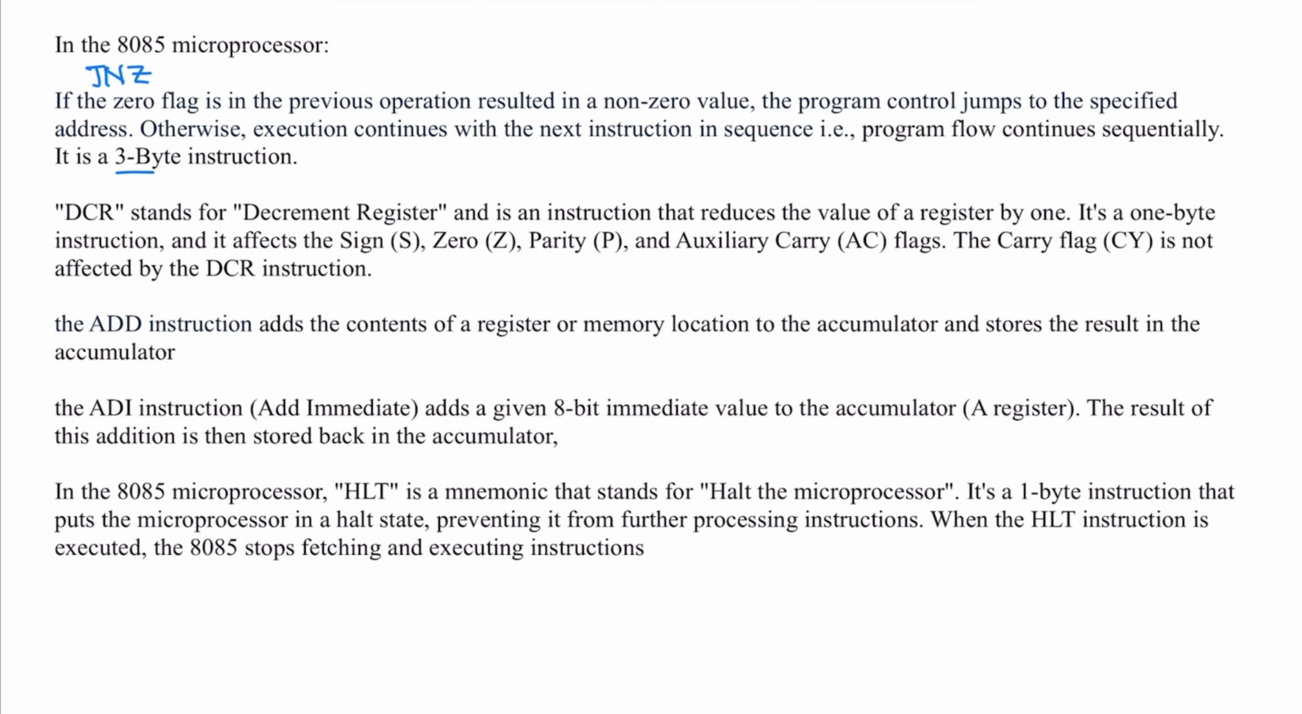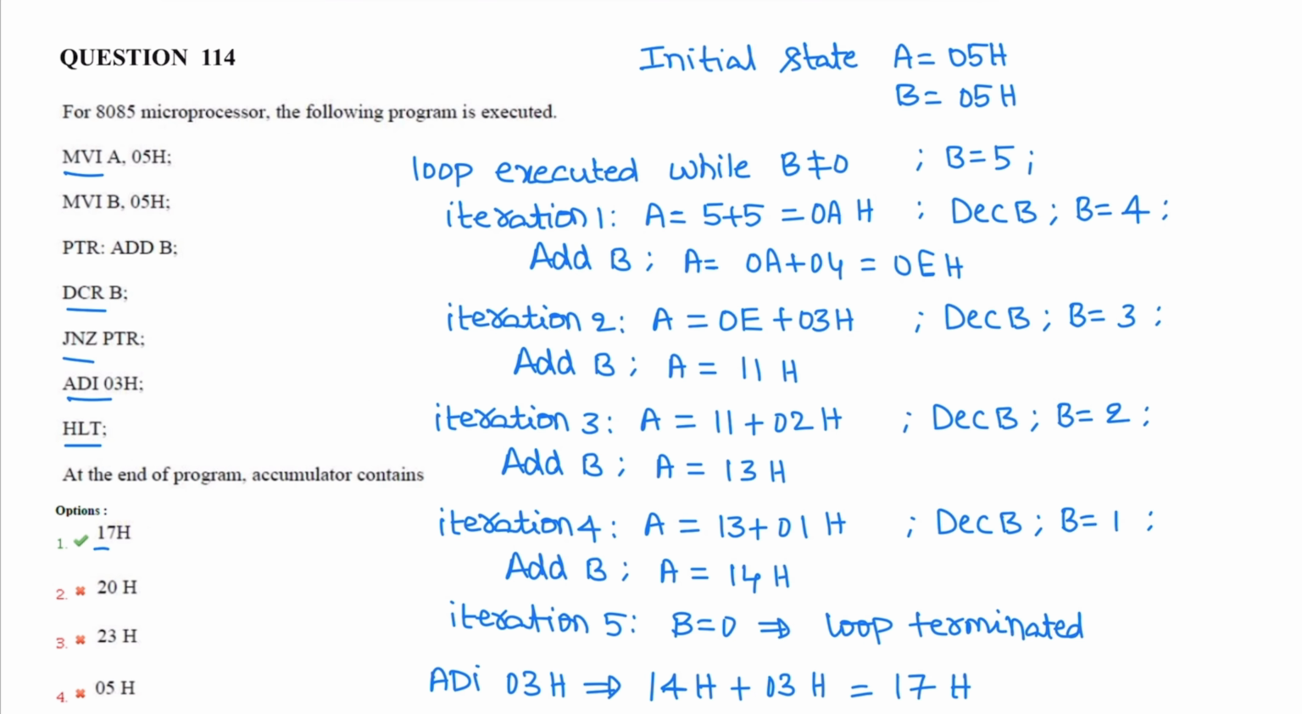Next, DCR stands for decrement register. ADD adds the content of a register or memory location to the accumulator and stores the result in the accumulator. ADI, add immediate, adds the 8-bit immediate value to the accumulator and the result is stored back in the accumulator. HLT is a mnemonic that halts the microprocessor and it is a 1-byte instruction. Now initially they have mentioned MVI.